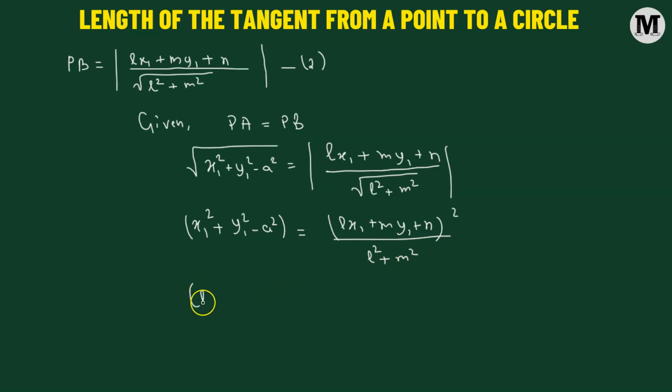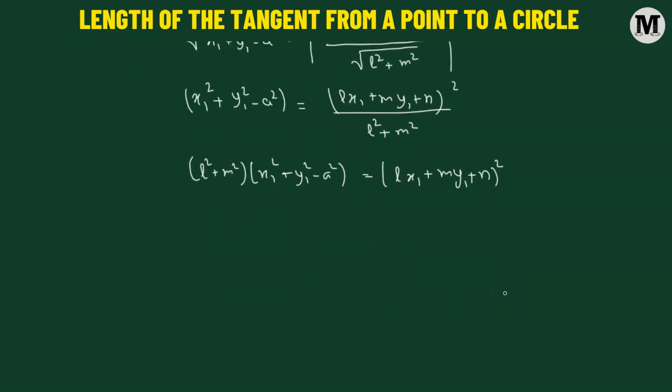Cross multiplying gives us L squared plus m squared multiplied by x1 squared plus y1 squared minus a squared equals L times x1 plus m times y1 plus n whole squared. Now we do the final adjustment. Since we want to find out the locus of the point P, all we have to do is replace the value of x1 with x and the value of y1 with y. So that's going to give us the final equation of the locus of the point P.